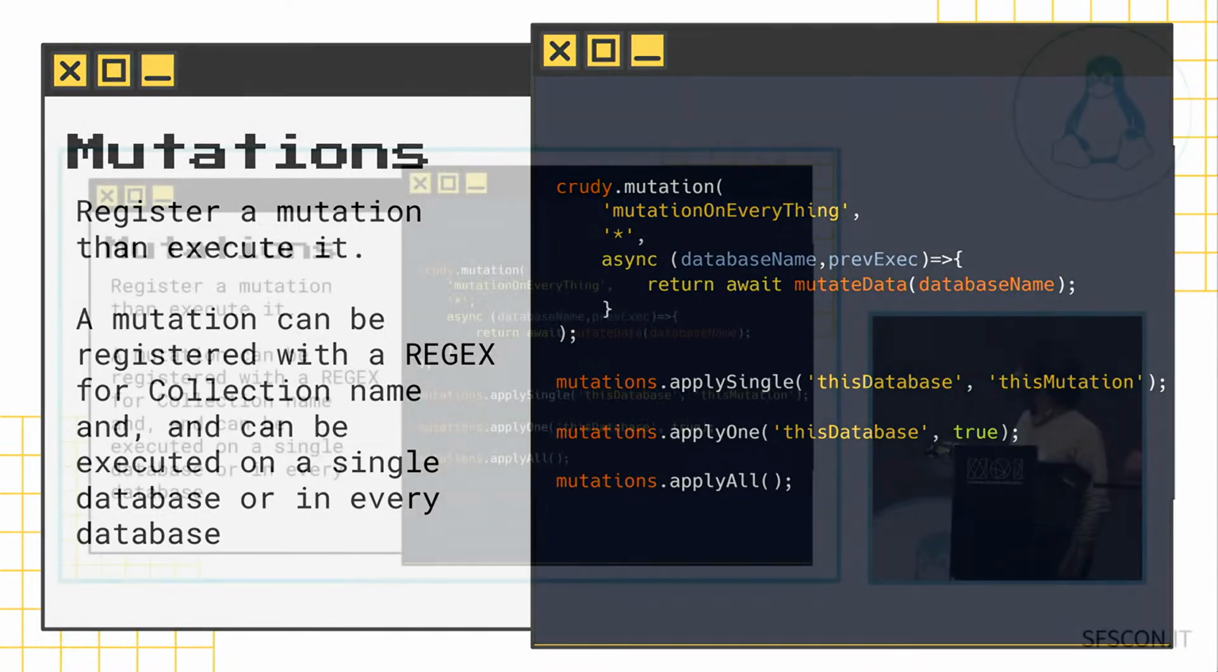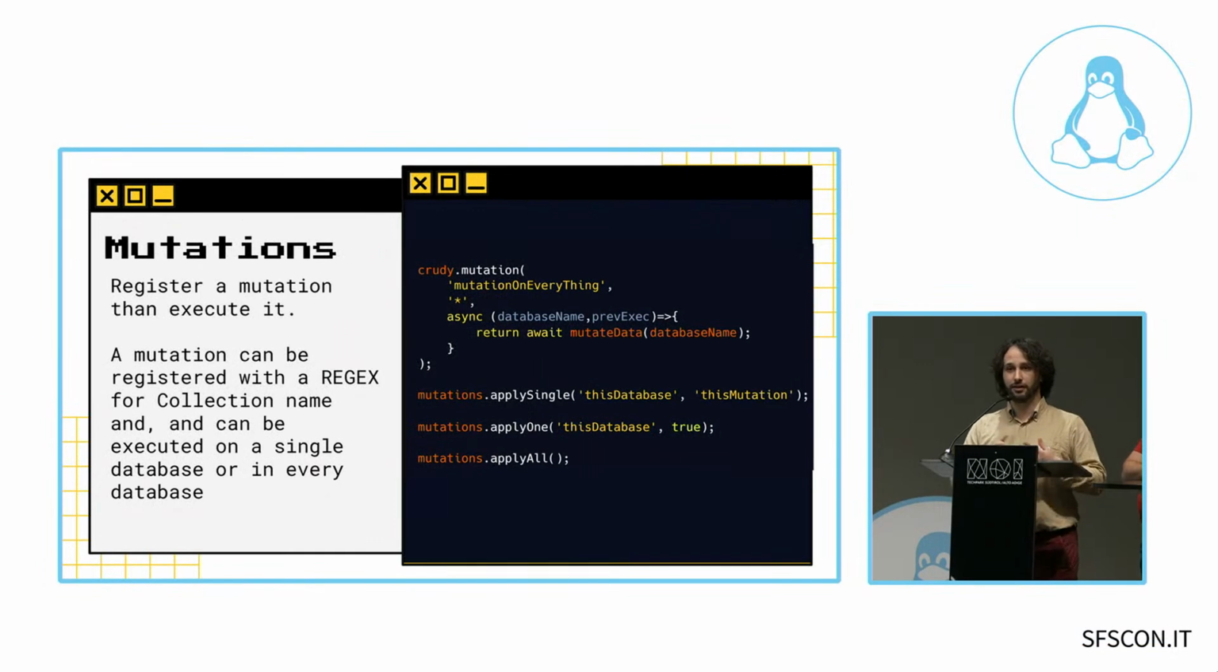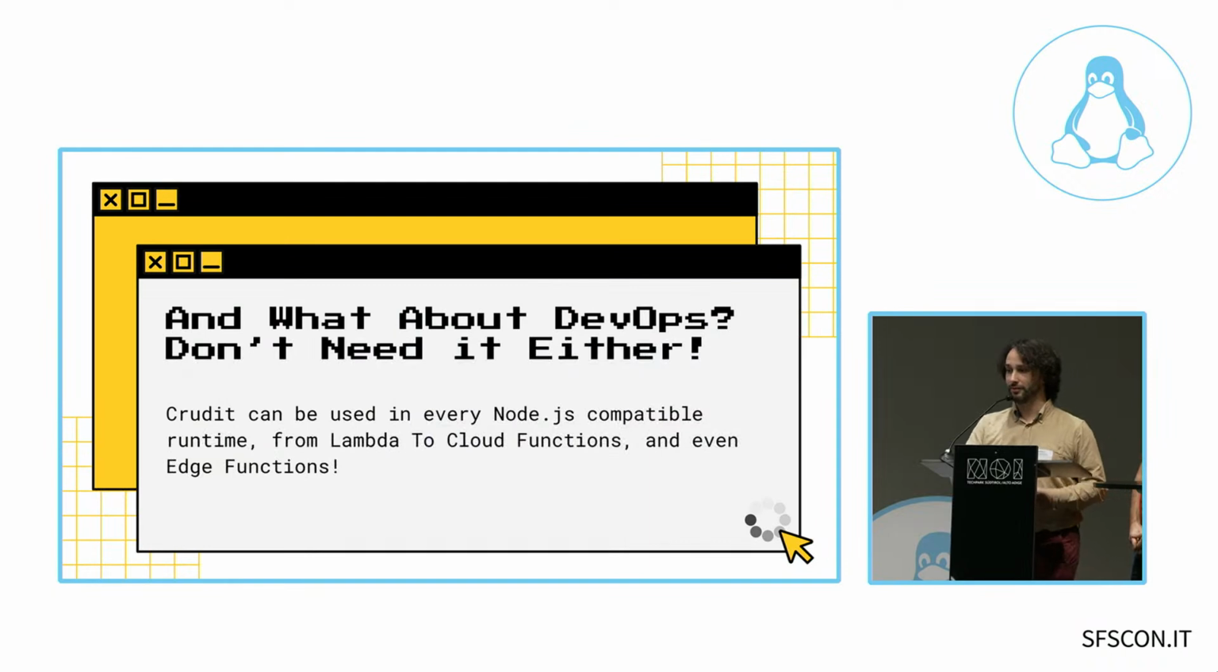And the flag is for keeping the mutation running even if there are errors on some executions. And you can apply all to apply every registered mutation on every database in your system. Obviously, if you apply all, the requirement for a database to have a mutation applied is in the mutation definition.